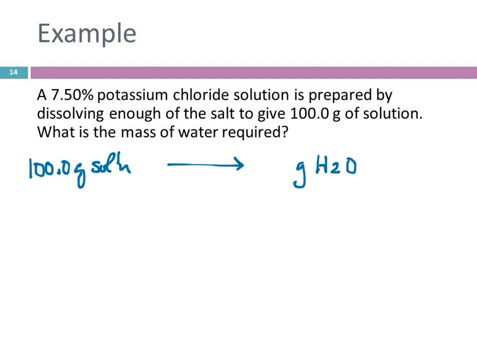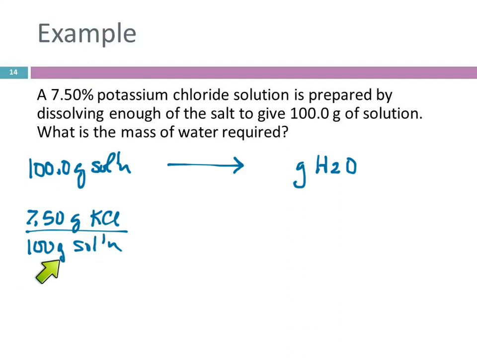So we can actually go directly from grams of solution to grams of water using a unit factor that we get from the percent concentration. So we need something that relates grams of solution and grams of water. Well, let's just write down the most obvious one, 7.50 grams of potassium chloride per 100 grams of solution. But that's not the unit factor we need. We don't want grams of potassium chloride, we want grams of water.